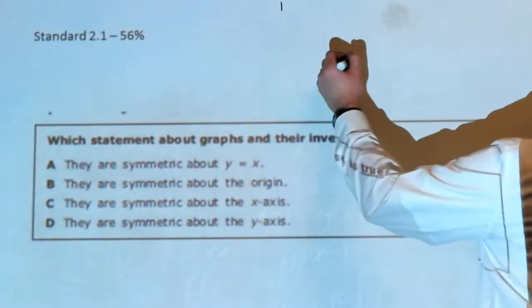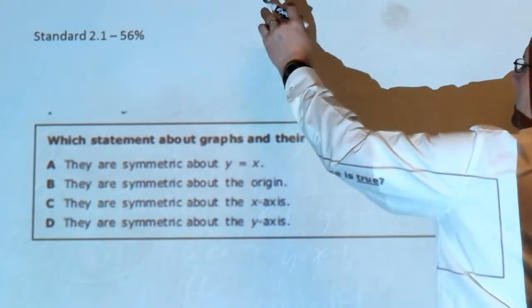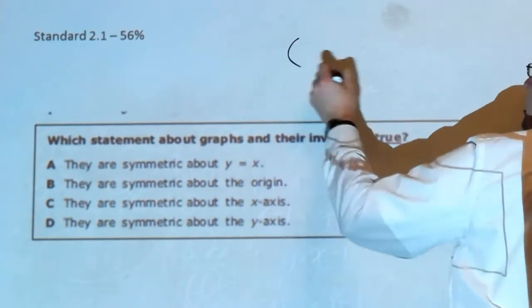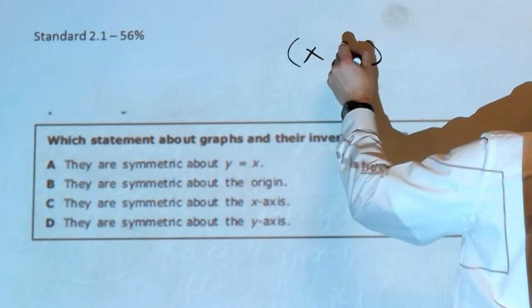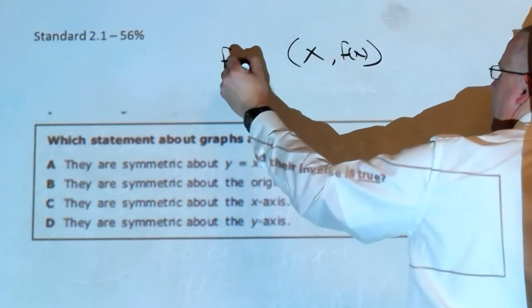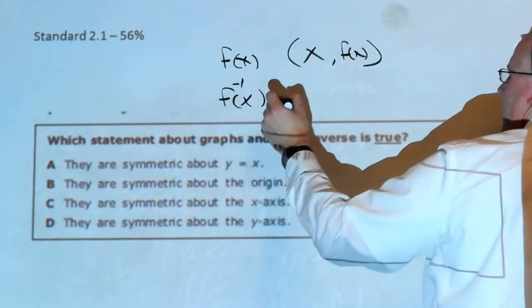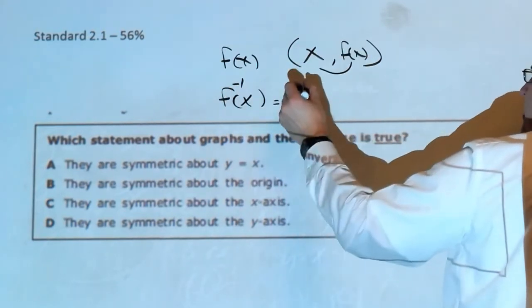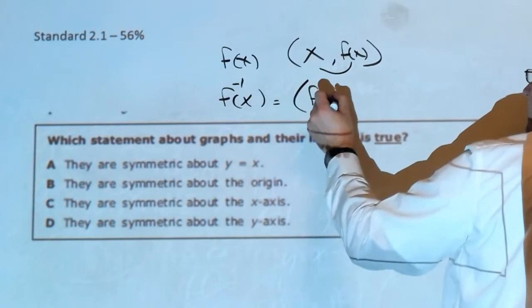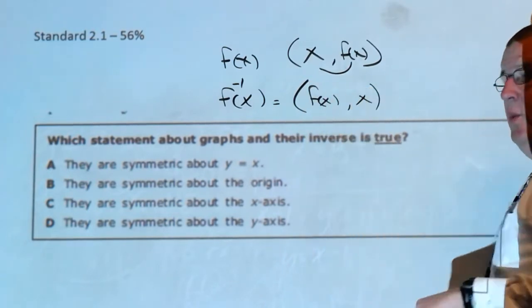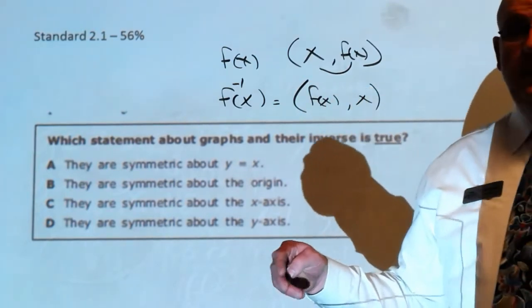A function and its inverse is simply the exchange of the x and the f of x. So if I have a function that's defined to be this, the set of points for the inverse would simply be these values switched. And so it would look like this. It switches the domain and the range.